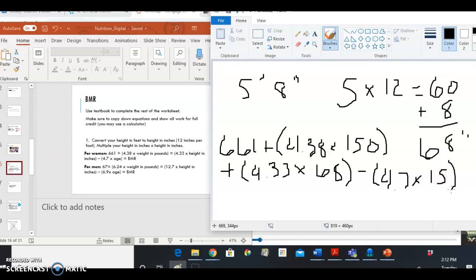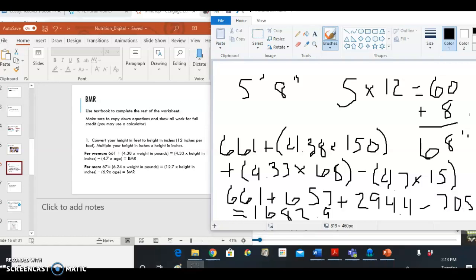So you're going to need to go through and calculate this based on doing inside of the parentheses first. So I'm going to pause it for just a second so my video does not go too long. Okay, so if you can read my messy handwriting here, basically I had to carry that 661 down. 4.38 times 150 gave me 657. And then we're going to add to that this 4.33 times 68 inches tall gives me 294.4. And then subtract 4.7 times 15, which is the age, is 70.5.